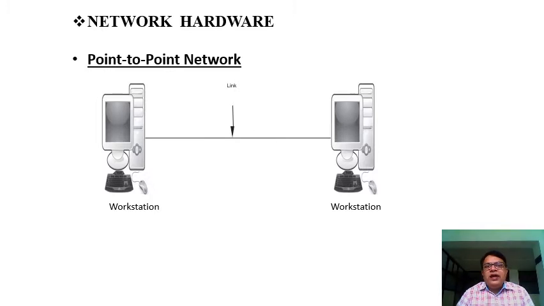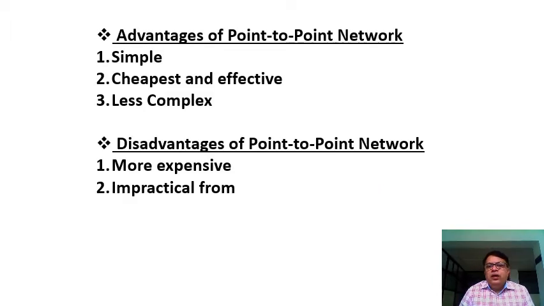Since only these two computers are going to share this link, there is absolutely no problem of traffic. They can easily share this link whenever they want. There are certain advantages and certain disadvantages of this point-to-point network. The advantages are that it is simple, cheapest, effective and less complex.